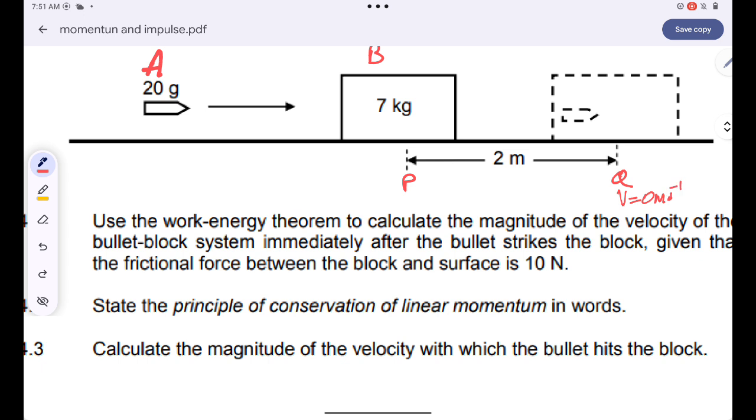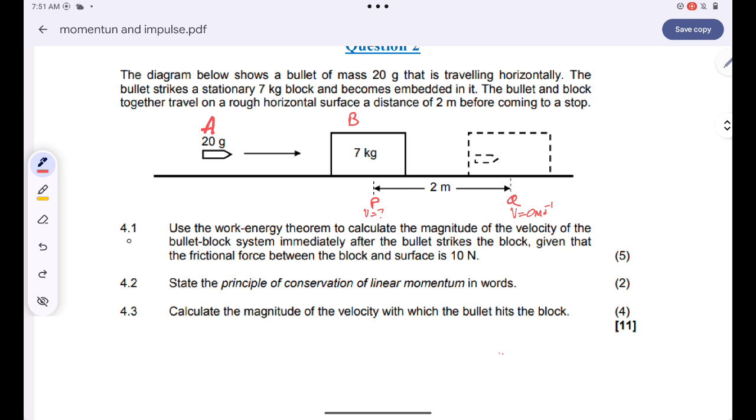Now I'm talking about the bullet block system, right? It will travel from here up until there. Are we together? So the bullet block system, after traveling 2 meters, will come to a stop, and hence the velocity is 0 meters per second. We don't know the initial velocity just after the collision. But in question 4.1, we are told to use the work energy theorem to calculate the magnitude of the velocity of the bullet block system immediately after the bullet strikes the block, given that the frictional force between the block and the surface is just 10 newtons.